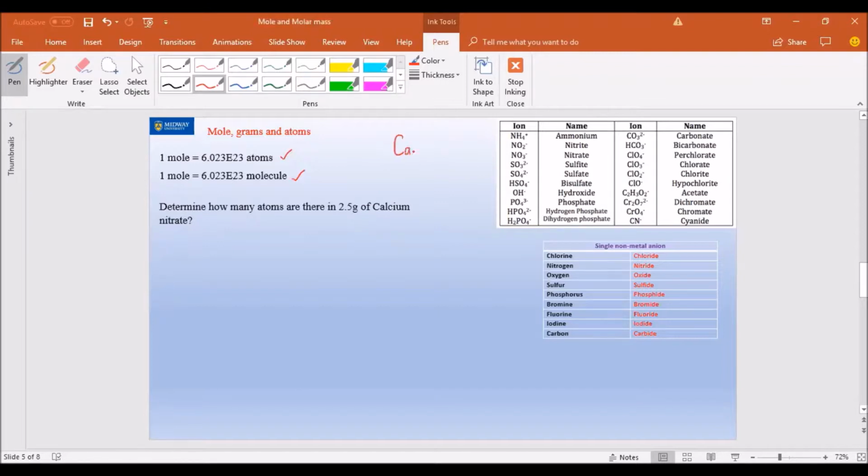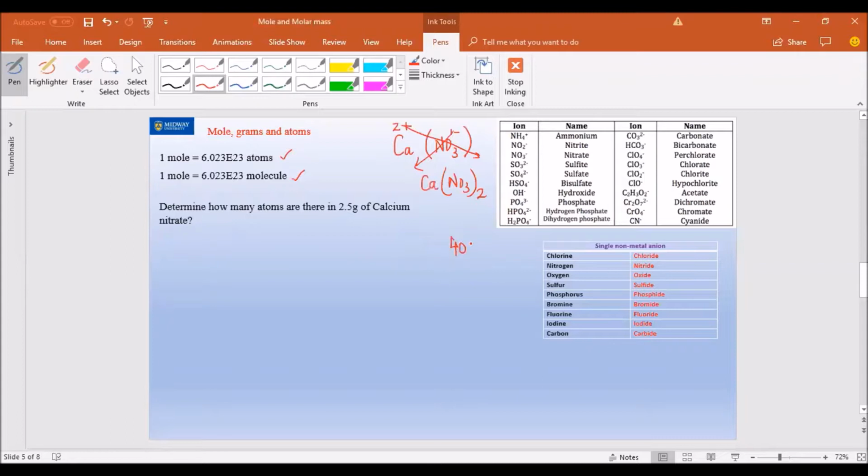Calcium is an alkaline earth metal. It's 2A, so it's 2, and it's a metal, so it's plus. And nitrate is NO3, 1 minus. So if you swap it, then you end up with Ca(NO3) twice. And let's go ahead and get the molecular mass or molar mass while we're at it.